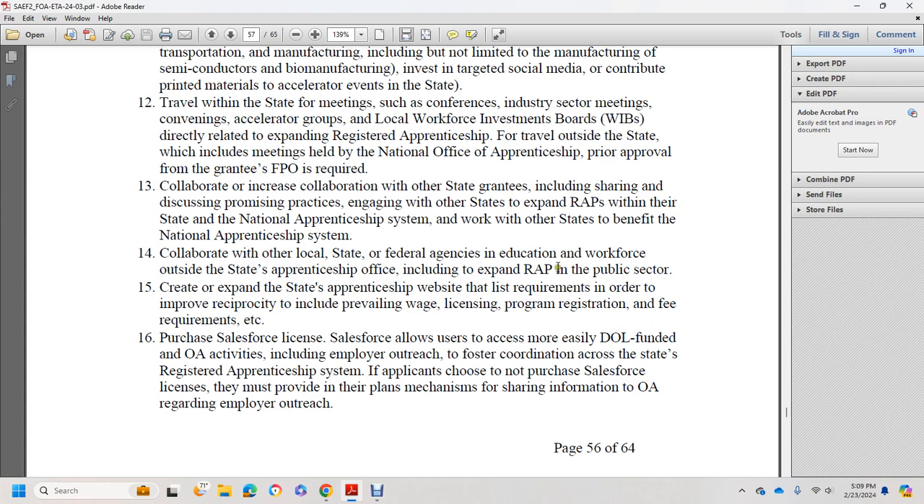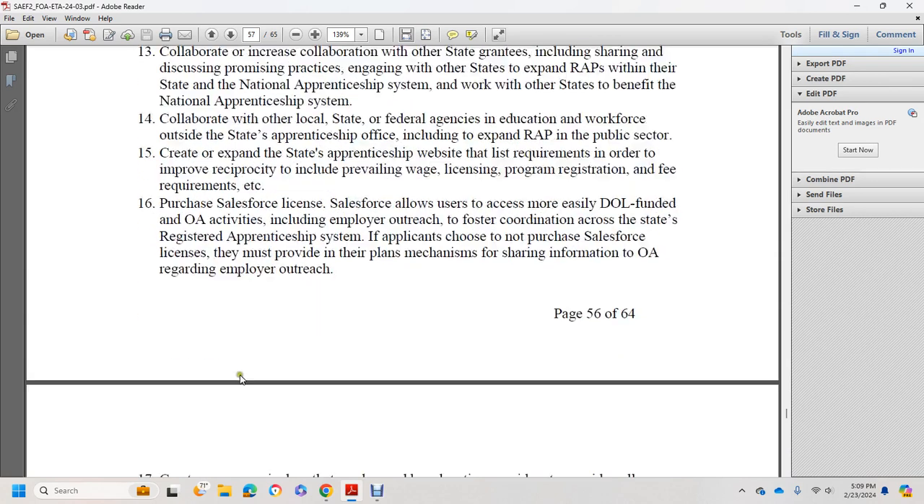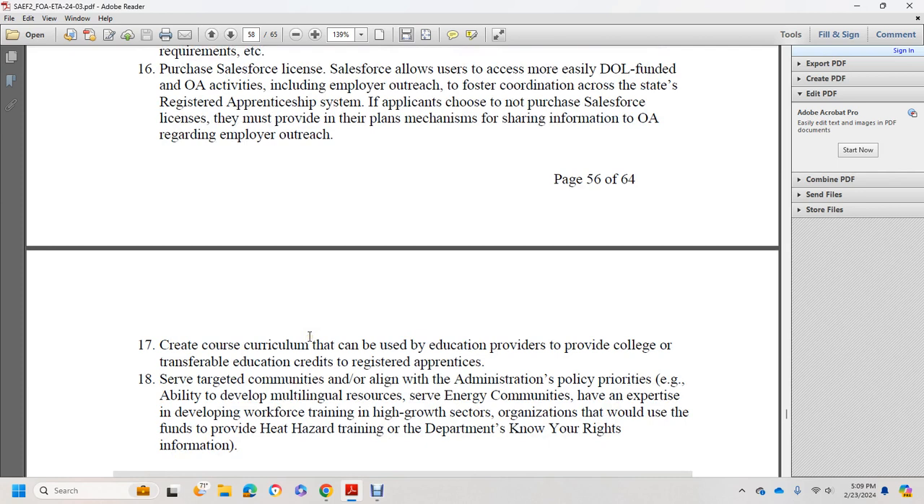16. Purchase Salesforce licenses. Salesforce allows users to more easily access Department of Labor funding and OA activities, including employer outreach and fostering coordination across the state registered apprenticeship system. Applicants choosing not to purchase Salesforce licenses must provide in their plans how they will share information with the Office of Apprenticeship on employer outreach. 17. Create courses with curriculum that can be used with education providers and colleges with transferable education credits for registered apprenticeship.